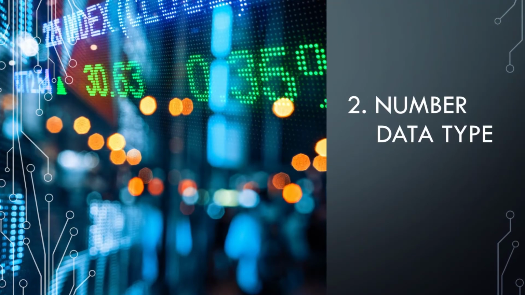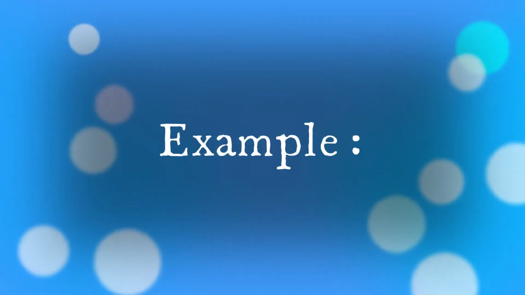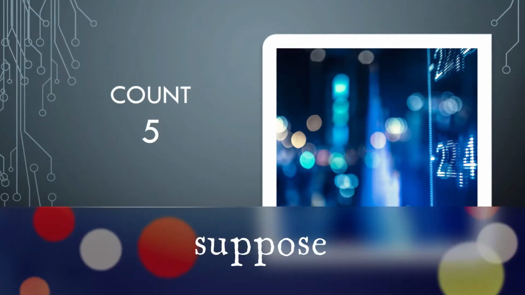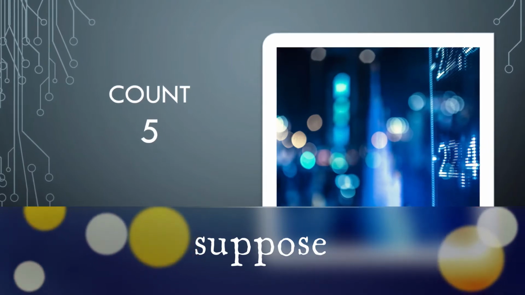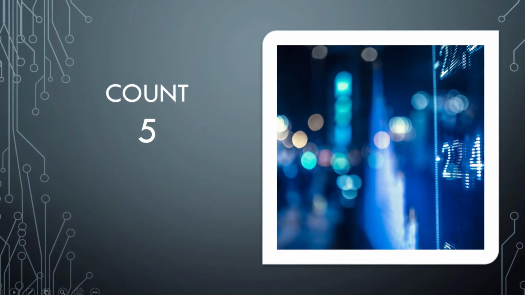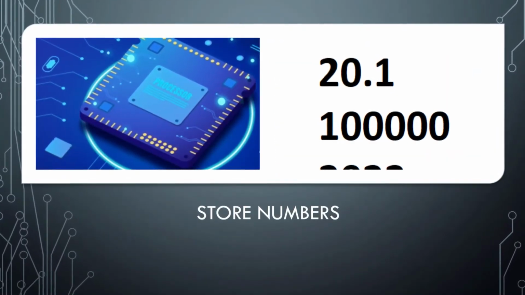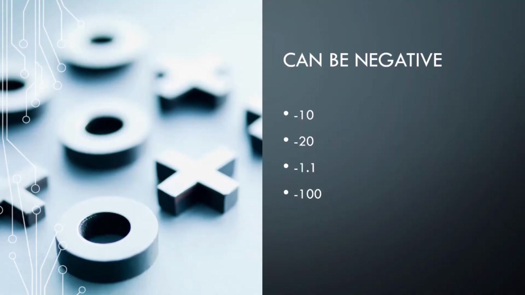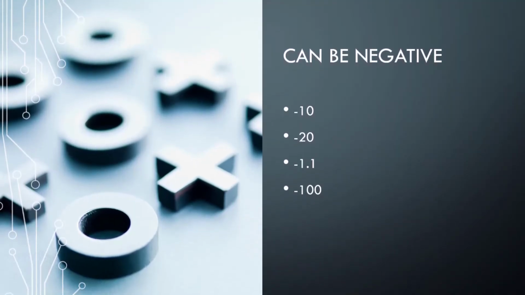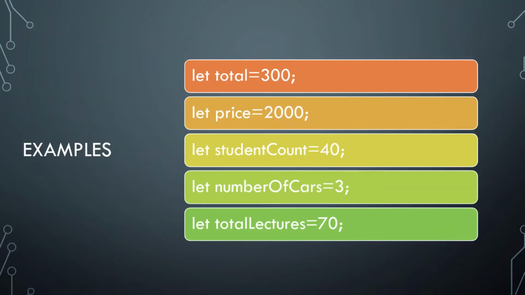The next data type is number. Number data type is used for storing numeric values. Let's understand this data type by this example. If 5 screwdrivers are present in the toolbox, then we can say that the count of screwdrivers is 5. And for storing this count, the number data type is used. Numeric values can be negative like -10, -20, etc. Here are some examples of number data type.